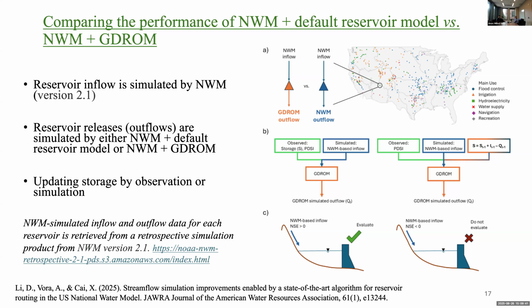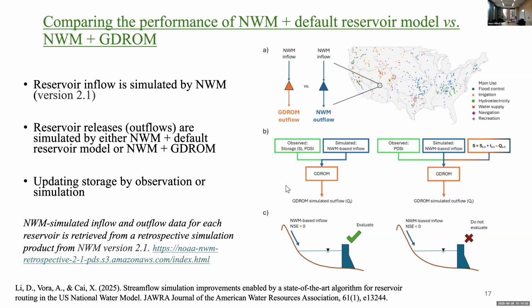The third thing we look at is how the quality of inflow affects the results, right? If the inflow itself is unreasonable, then we will not be able to expect any reservoir model to generate better results, right?